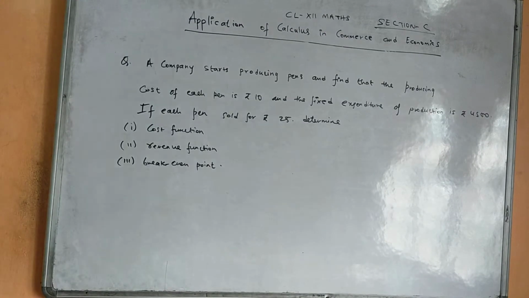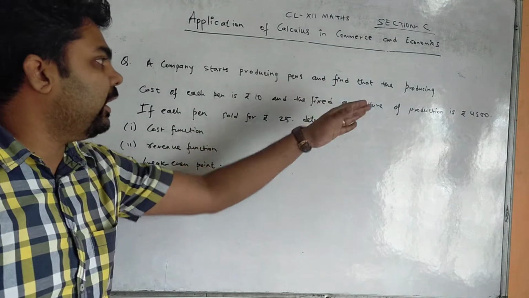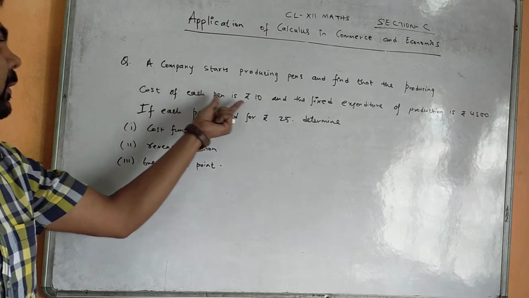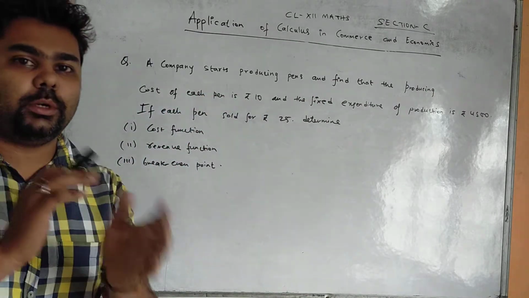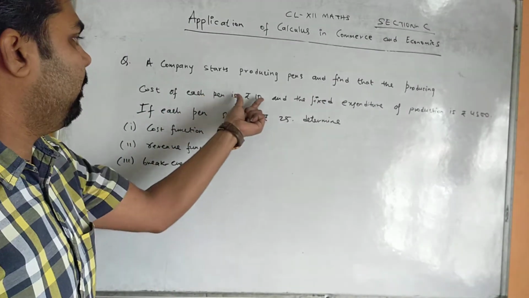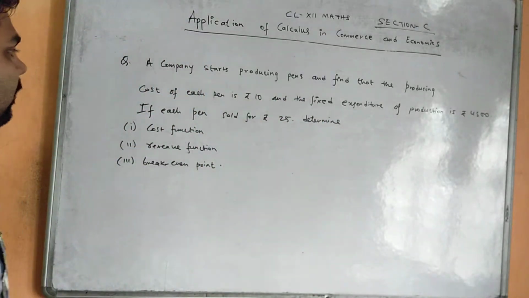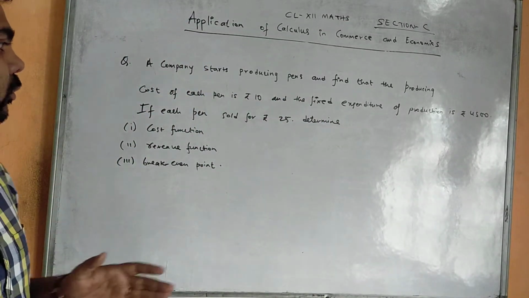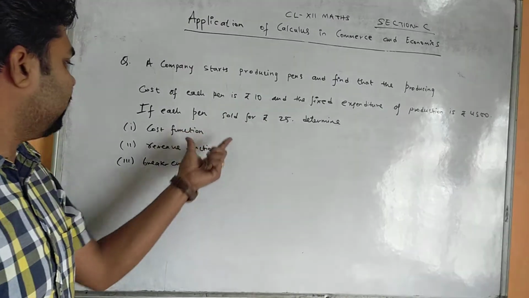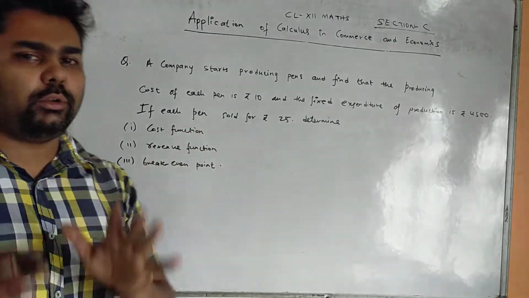So here I am with the first question: a company starts producing pens and finds that the producing cost of each pen is rupees 10. That is, the cost of producing one pen is rupees 10, and the fixed expenditure of the production is rupees 4500. If each pen is sold for rupees 25, determine the cost function, revenue function, and break even point. So this is the question, right?